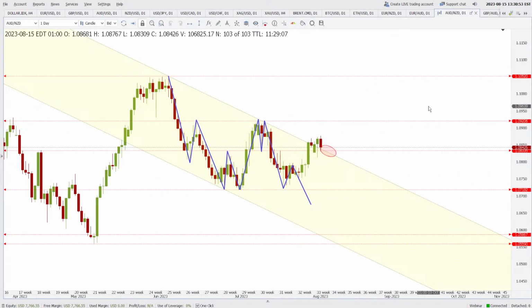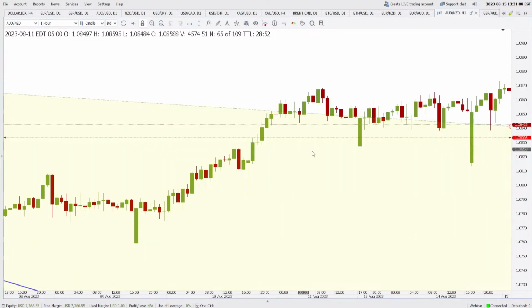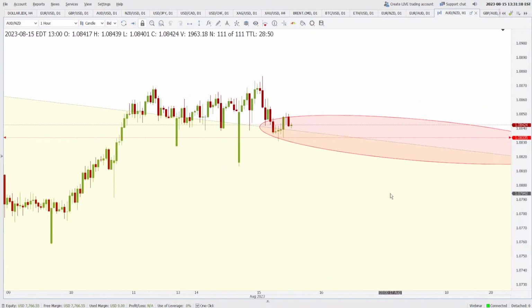Australian dollar against the New Zealand dollar. Yesterday there was a bullish pin bar. Today it is trying to find some support at this broken level of resistance, which is now acting as a support. The 1.0833 level should be seen as a buying opportunity. I think the price right now is at the buying area. One should be looking for a buying opportunity here at the current levels.